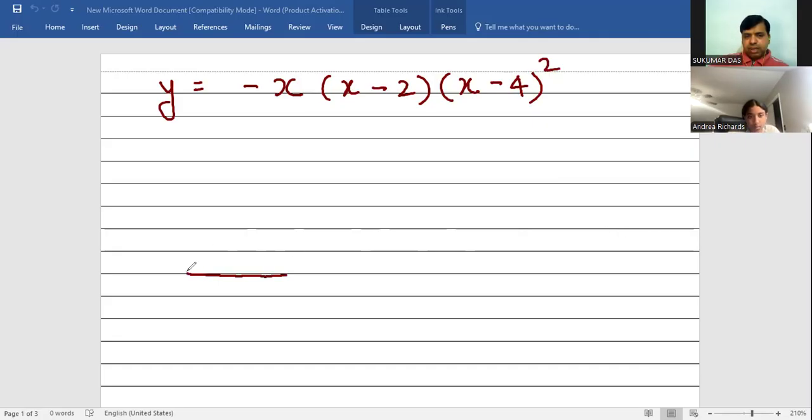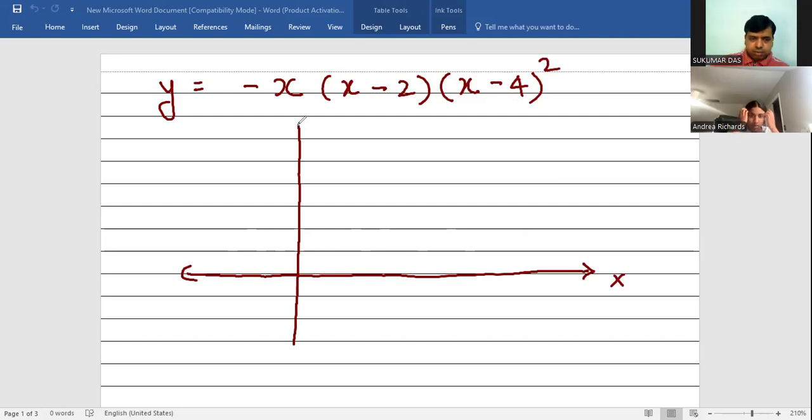So this is our x-axis. Let us take this as our y-axis. Now follow these steps and try to draw the approximate graph of this function. Okay, so the first factor is 1. Where is 1? Oh, I meant 0. And then 2 and then 4.